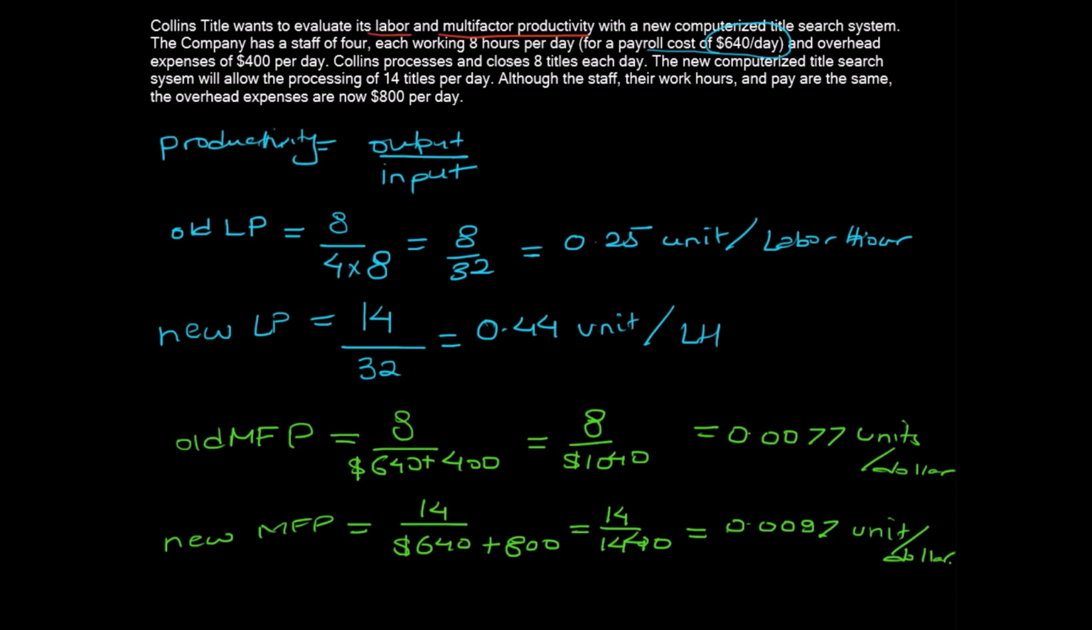So there you go. That's how you calculate the labor and multi-factor productivity. It's pretty straightforward, and hopefully none of you should have any trouble with this at the moment. This is a very, very easy problem. But if you do, let me know in class tomorrow. Alright?